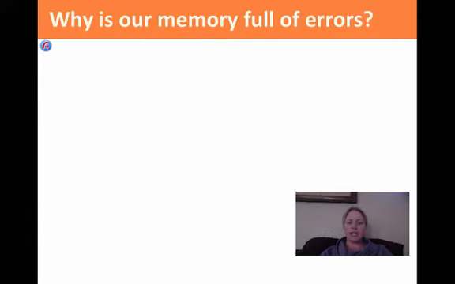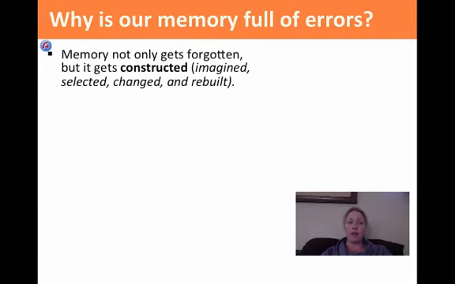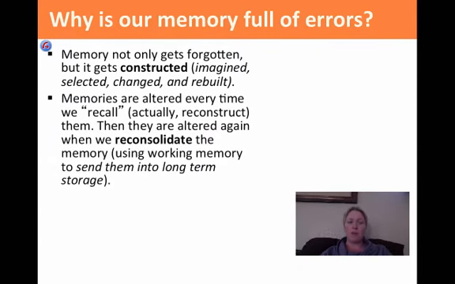All right, so our last section is construction, why our memory is full of errors. Our memory not only gets forgotten, but it also gets constructed, imagined, selected, changed, and rebuilt. Memories are altered every time we recall them. Remember, we talked about this cycle: every time you bring a memory from long-term into short-term, it gets altered by all of the stuff going on in this new environment and the new information that's there.